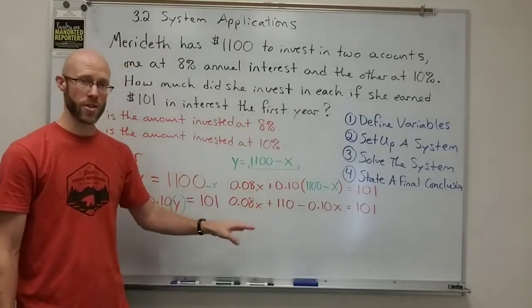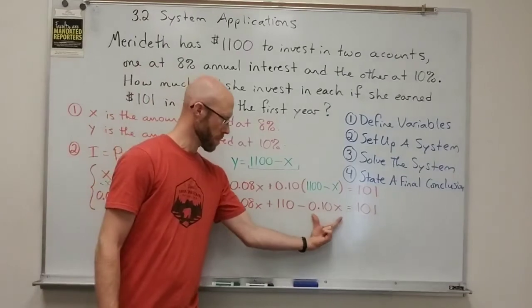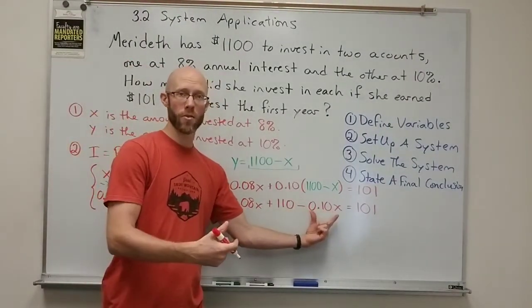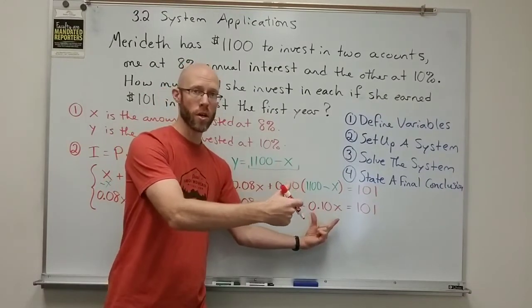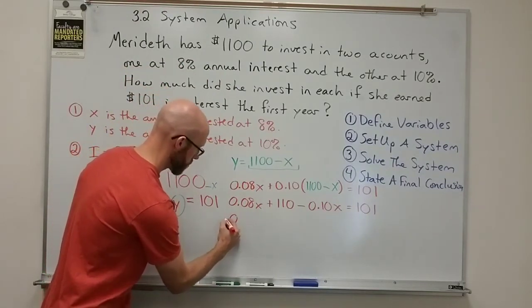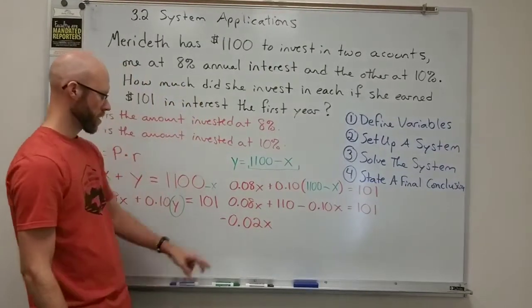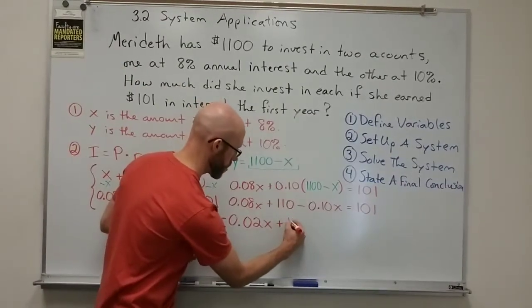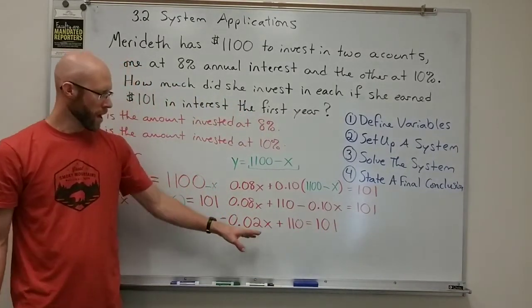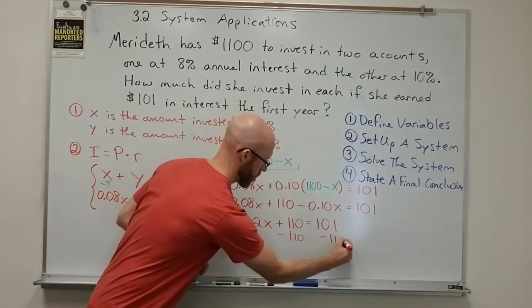I need to go through and finish solving this for x. So I take 0.08 minus 0.10. 800ths minus 1000ths is negative 200ths, so negative 0.02. You could use a calculator if you didn't see those values right away. So it'd be negative 0.02x plus 110 equals 101. And then, of course, you subtract the 110 from both sides.